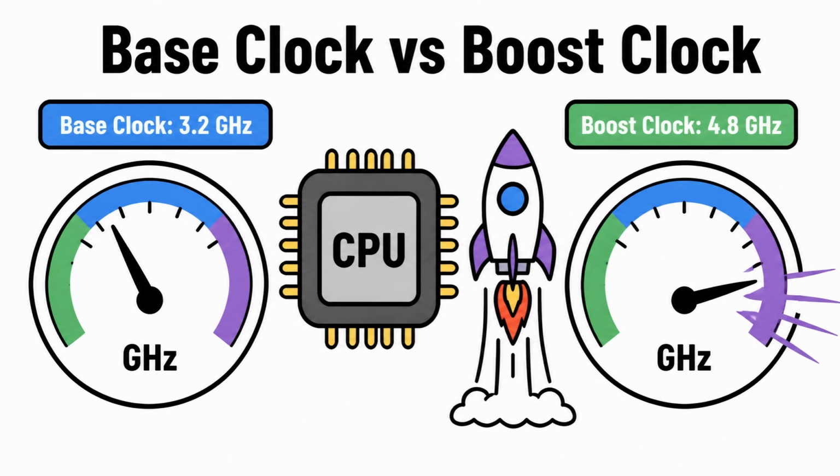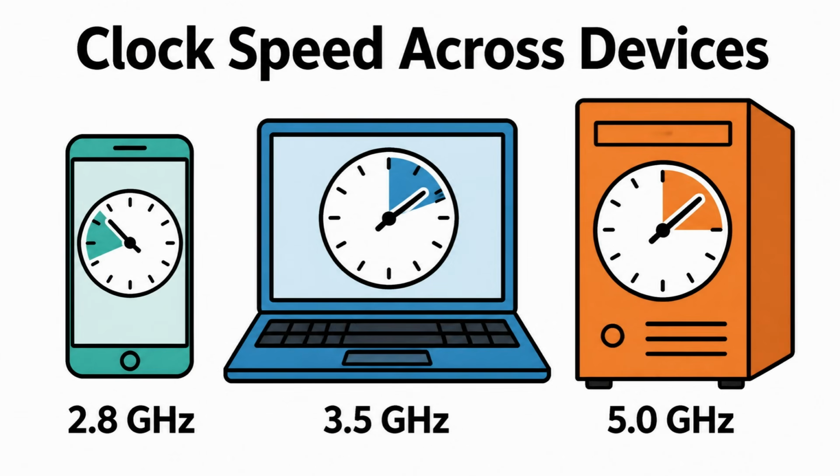So here's something cool. Most modern CPUs actually have 2 speed ratings. There's the base clock, the steady, reliable speed it runs at when doing normal tasks, and then there's the boost clock, the higher speed it temporarily hits when it needs a burst of extra power. For example, a CPU might have a base of 3.2 gigahertz, but boost up to 4.8 gigahertz during an intense task. Your CPU is constantly managing this balance automatically. Smart, right?